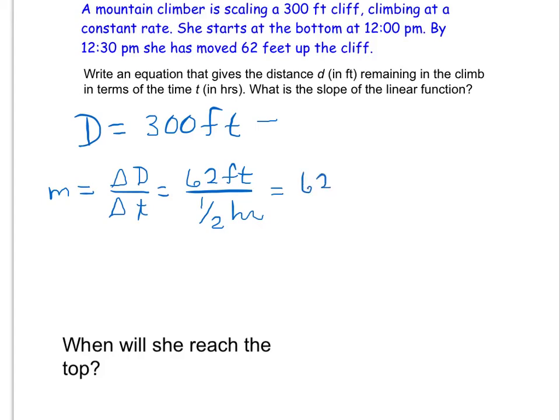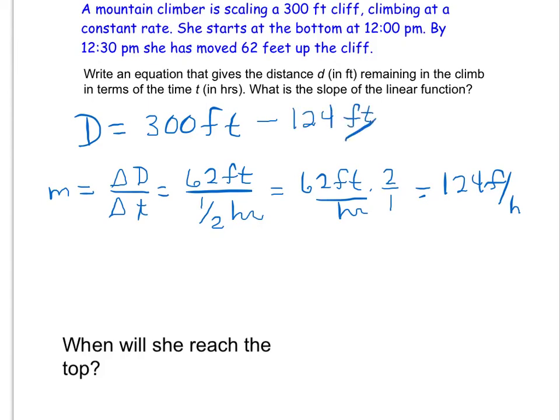So let's change that to a unit rate. We're going to multiply 62 feet by 2 over 1, and that hour stays in the denominator, so we get 124 feet per hour. So our equation would be d is equal to 300 feet minus 124 feet per hour, and that would be times t, how many hours you're going to plug in.